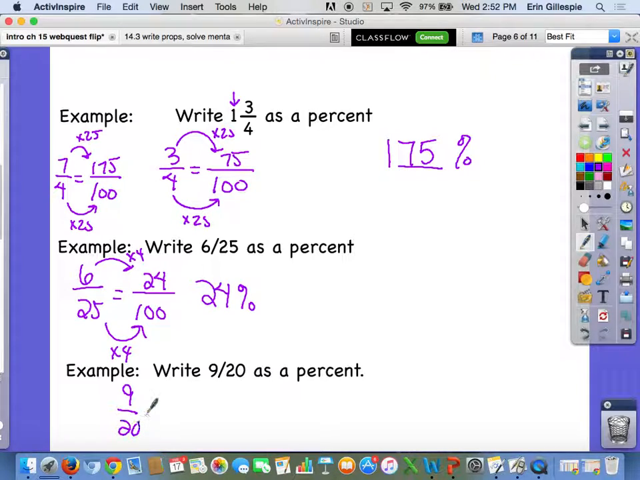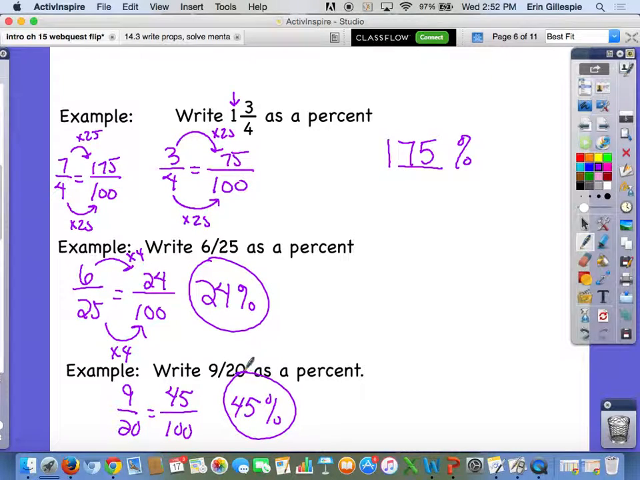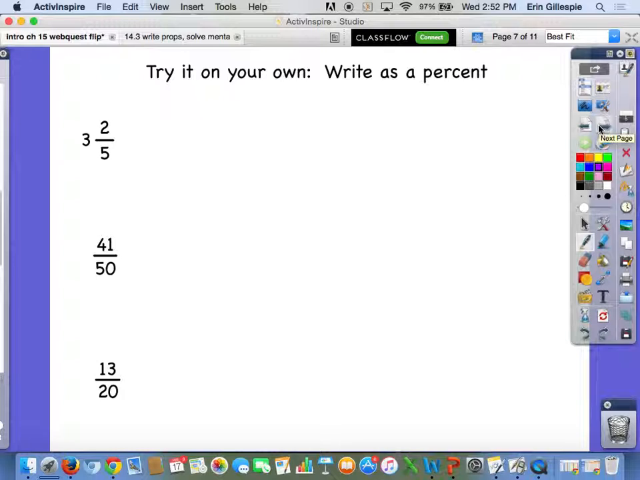9/20. To get to 100, I need to multiply by 5. So 9 times 5 is 45. So 9/20 is the same as 45%. So try it on your own, write as a percent. So here you can ignore the 3 and just turn the 2/5 into an equivalent fraction over 100.